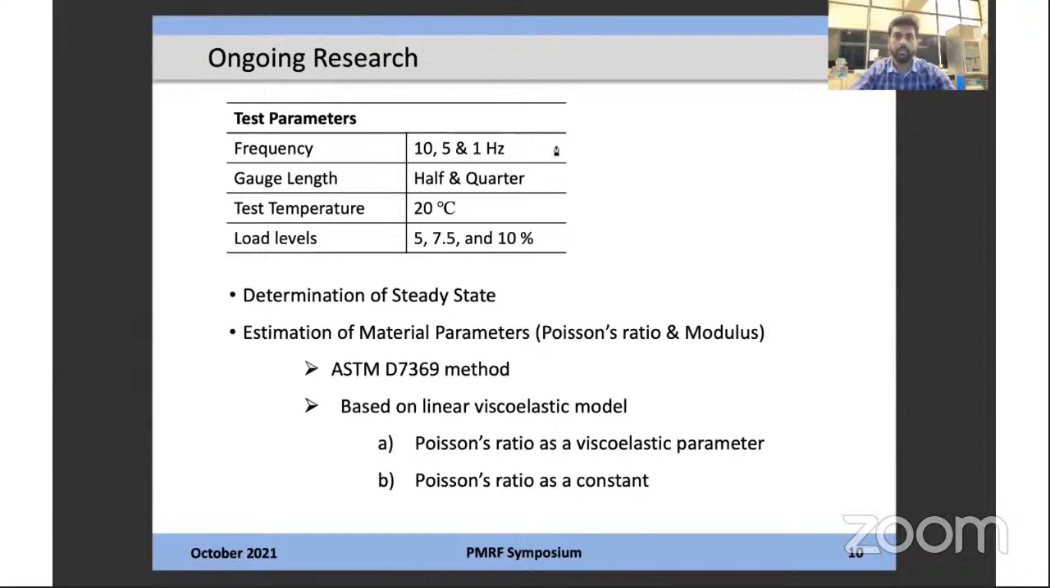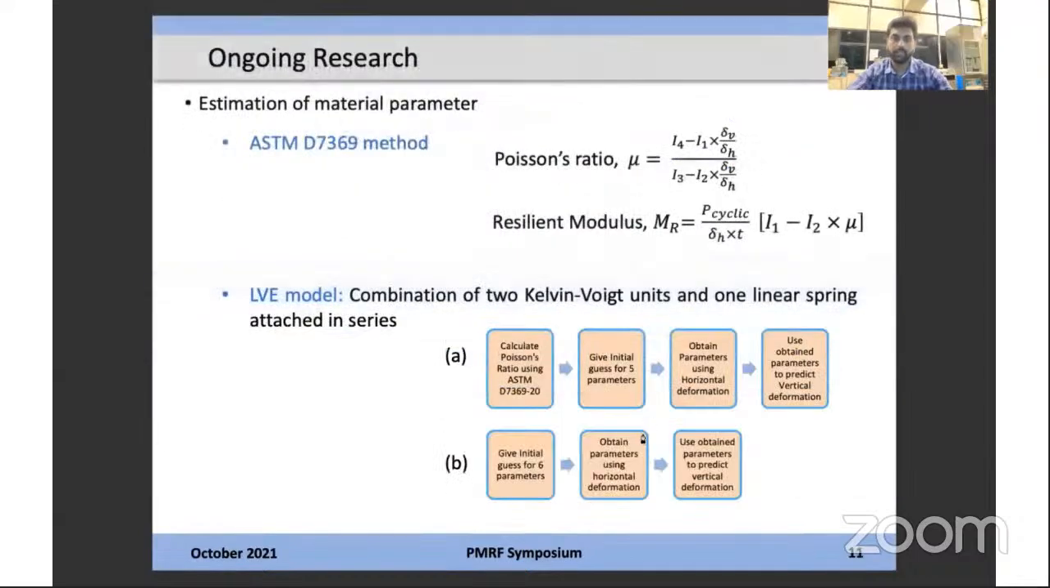This is a glimpse of ongoing research work in which the ITT tests were carried out at 3 different frequencies and 3 different load levels at 20 degrees Celsius using 2 different gauge lengths. The analysis part consists of estimation of steady state and estimation of material parameters. Estimation of material parameters is carried out in 2 different ways. One is the ASTM D7369 method, and one is based on a linear viscoelastic model, which is explained in the next slides. For estimation of material parameters using the ASTM D7369 method, Poisson ratio and resilient modulus equations were given, and it is straightforward considering the material is elastic in nature.